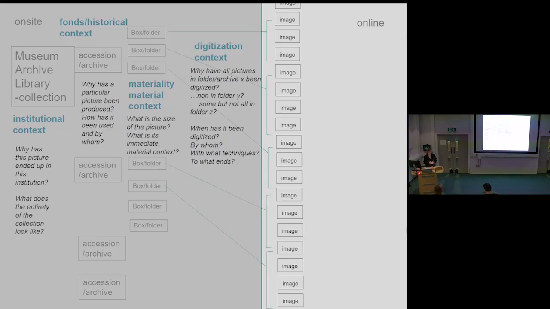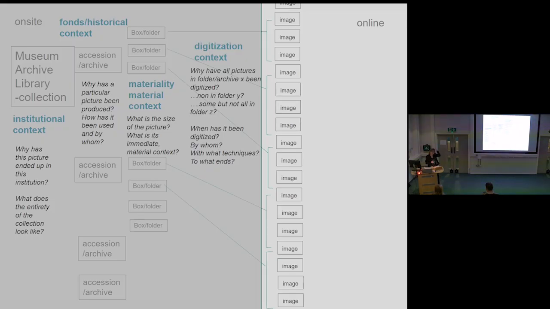But also the historical context of the origins of the images was not communicated. Why has a particular picture been produced? How has it been used and by whom historically before it came into the collection? And a third hidden element includes the material aspects or context, which describe the relative size of the picture, for example, the technique used to produce it, and its immediate material context in the archive.